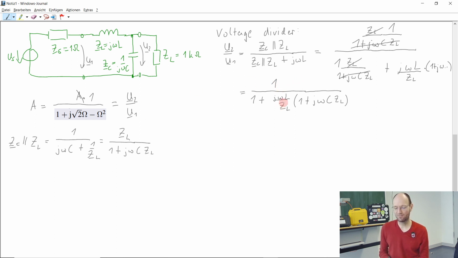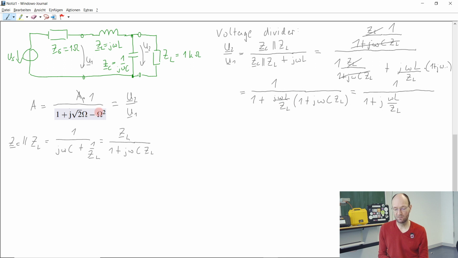Not quite yet there, but it's not looking too bad. Yeah, because we have a 1 here, we have a 1 there, we have a 1 here, we have a 1 there, and we have plus something. So next step is probably to just calculate what is written there. So we have 1 divided by 1 plus, and then we have some term with J, and inside this J term we have omega L, and we divide by ZL. Right, that's all what we get here.